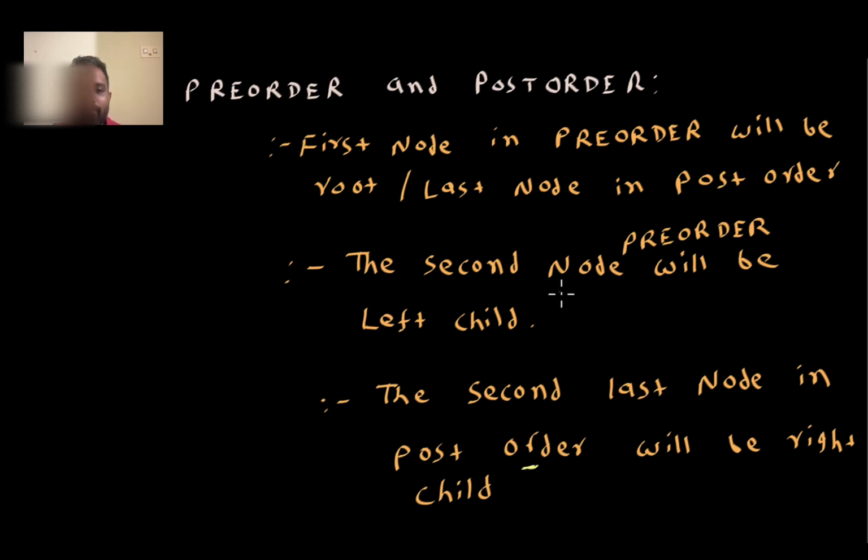Let's say either one of the cases happens, the left subtree does not exist or the right subtree does not exist, the second node in pre-order will be the same as the second last node in the post-order, and we will not be able to identify whether it is a left or right. So consider this minor case. It's not relevant in this question, but for completeness I am saying it.